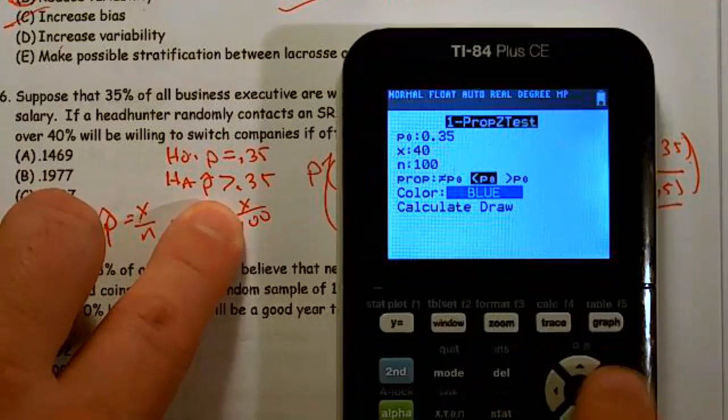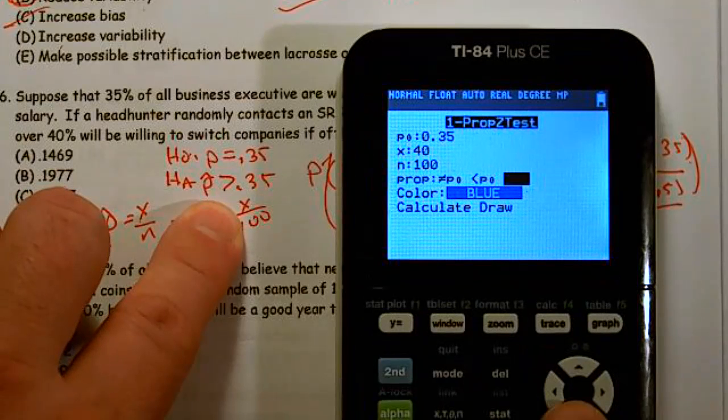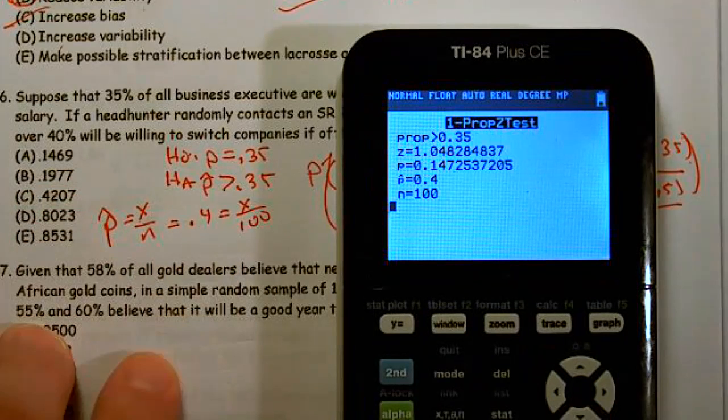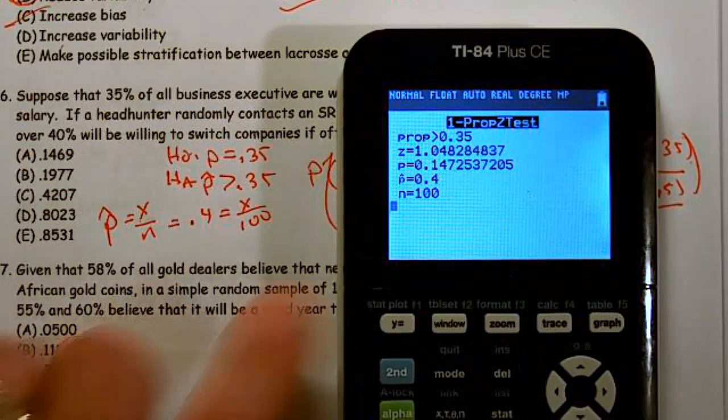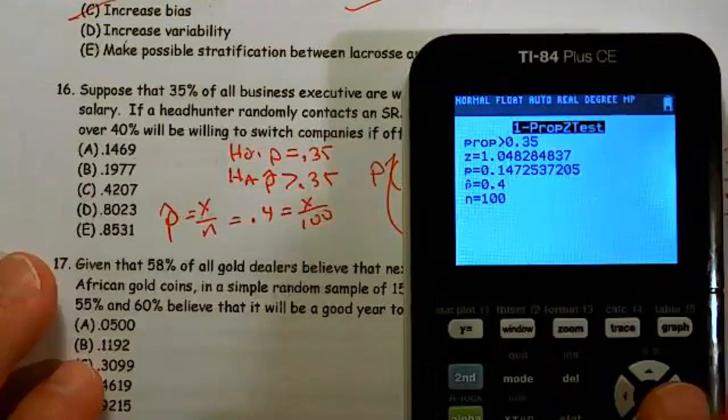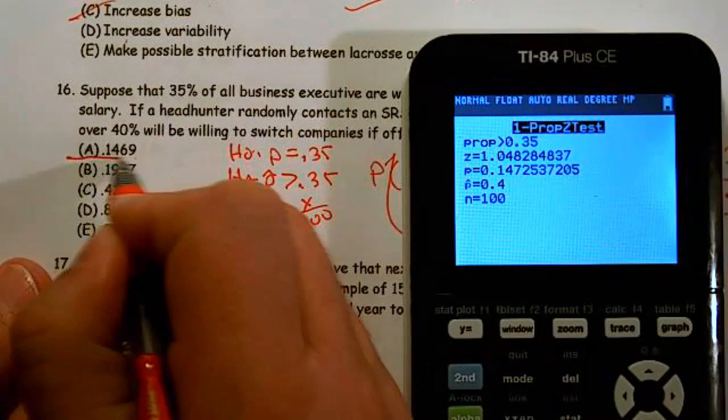My alternative hypothesis was a greater than, because they wanted to know that it was greater than this. And we calculate. And I end up getting a P-value of about 0.147. The closest one that I have right here is 0.1465. All right, so this is my closest probability.